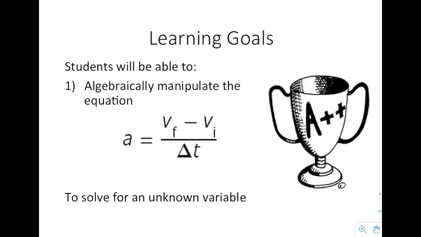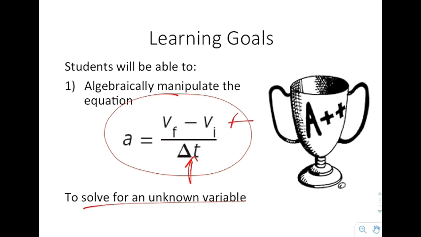Okay, the learning goals for this particular presentation are that you be able to algebraically manipulate the equation that we introduced in the last presentation. And that's this: a equals vf minus vi over delta t. And so we want to be able to manipulate that to solve for one of these unknown variables like t or vi.